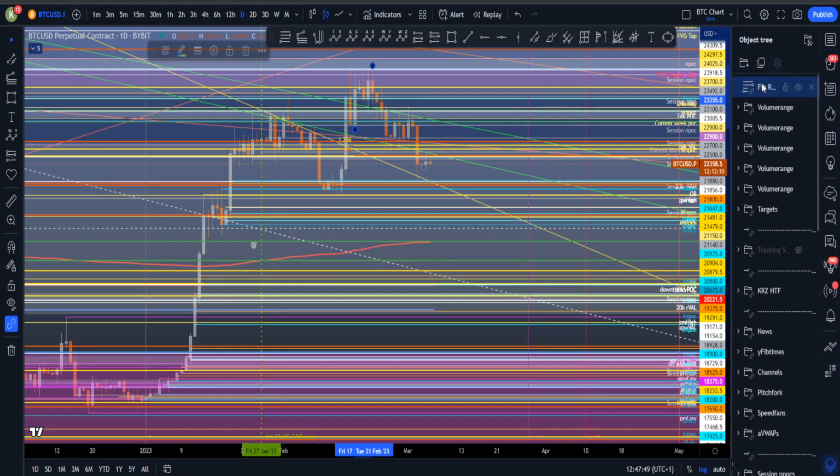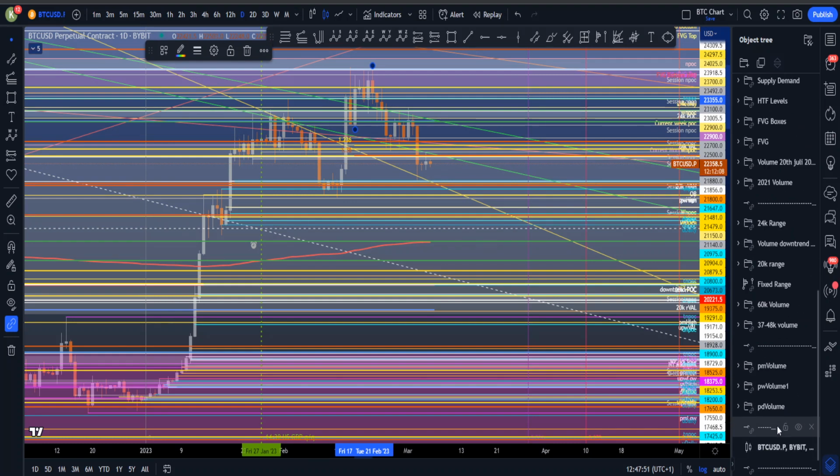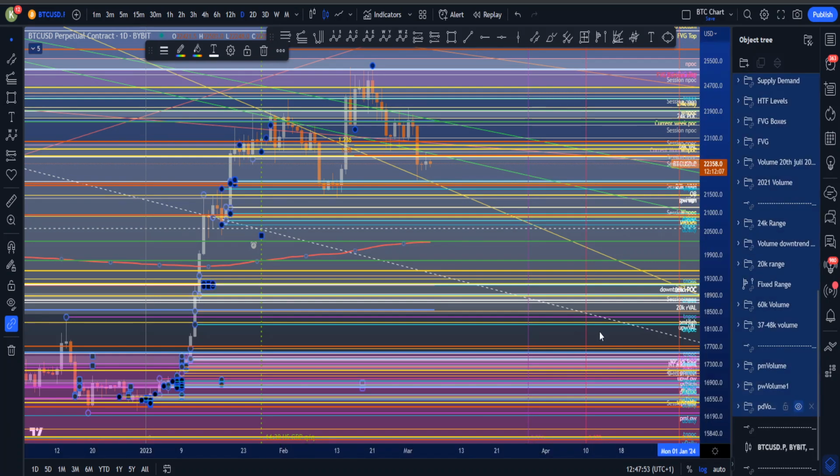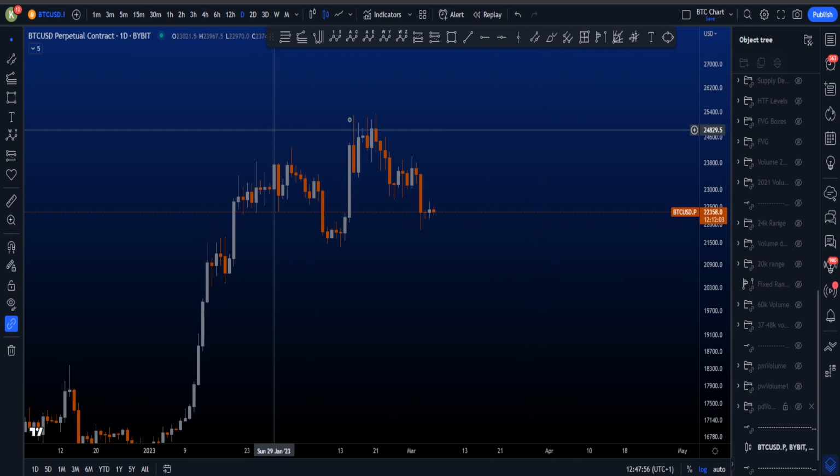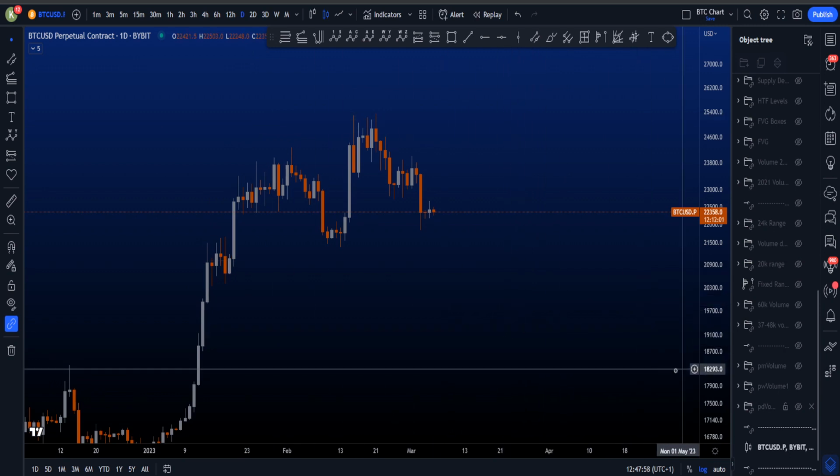The first step, and you can do it with me, is to remove everything from your chart. Just make everything invisible. There we go. So we start with a completely clean chart.